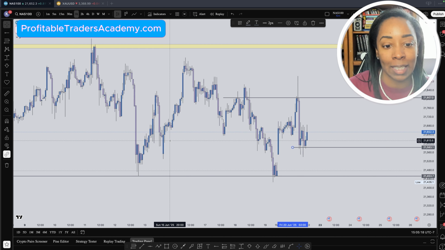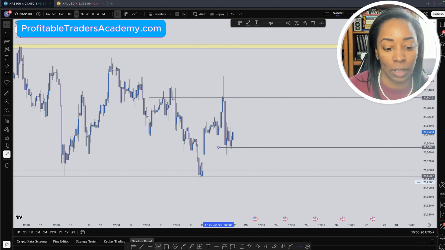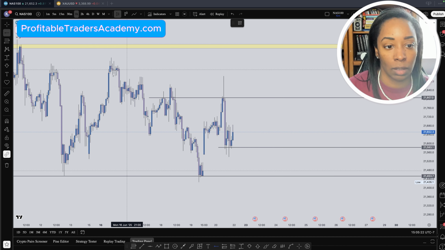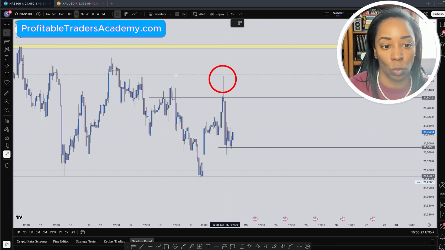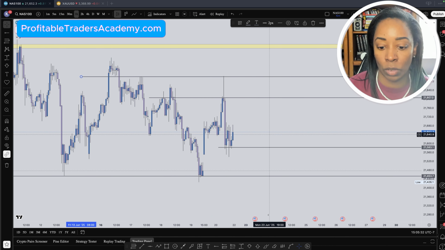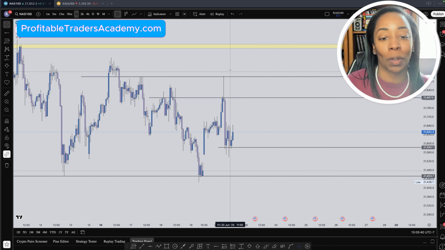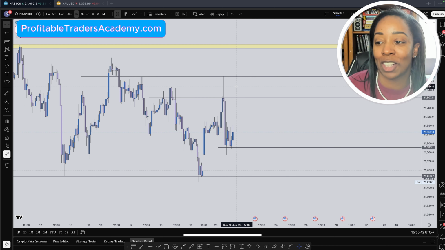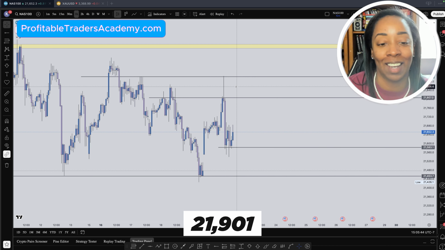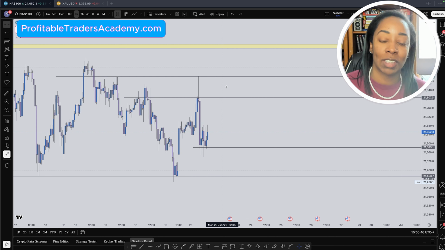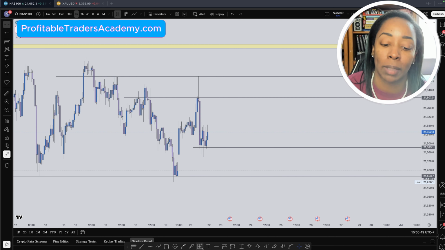And I think that's pretty much it for now. Actually, there is another level. Let me see how this looks. I do see a lot of resistance in this area. We could also see this wick right here. Okay, that's another zone. Let me measure just to make sure that I have enough range. It's okay, but we're gonna leave it. Okay, so this level is now at 21,901.